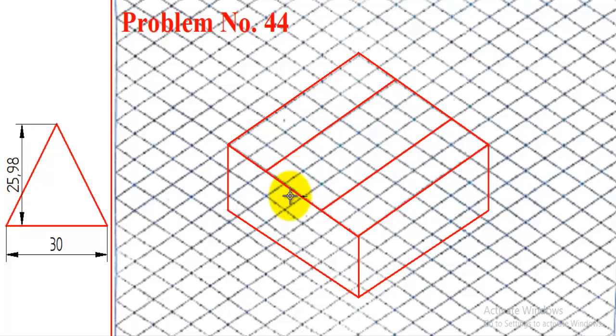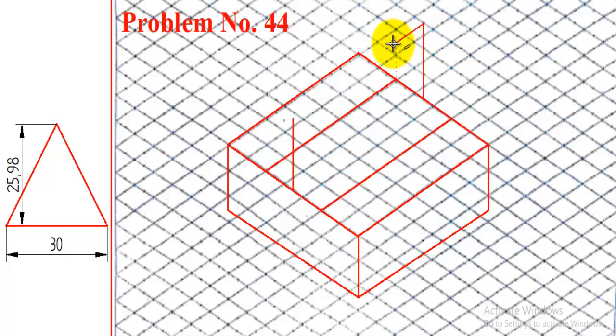That means 30, 70, 30, 70. Now height should be given, because when it is placed on the rectangular face, it will look like the apex will come this side, and the height we can find out by drawing the triangle with the actual dimension, and we need to get the height. Height we got 25.9, that means almost 26. 26 means 2.5 boxes we can take from the midpoint here, 1, 2 and half almost, and same way from this midpoint also we need to take 1, 2 and half. Like this we need to draw the apex.